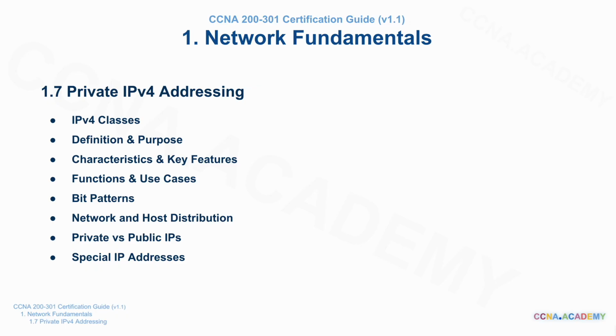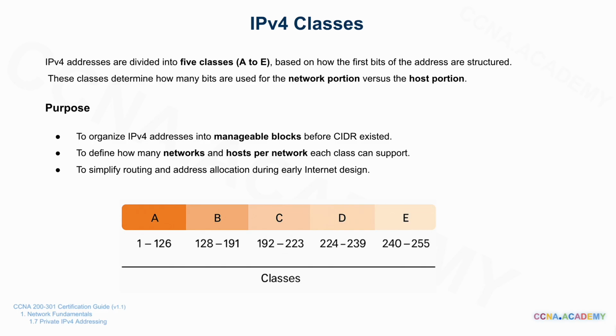By the end of this lesson, you'll clearly understand how IPv4 addressing works and how to identify different address types, knowledge that's essential for your CCNA exam and real-world networking. Before CIDR was introduced, IPv4 addresses were organized into 5 classes, A through E. These classes help define how many bits belong to the network portion and how many to the host portion. The idea was to make IP allocation and routing simpler in the early internet days.